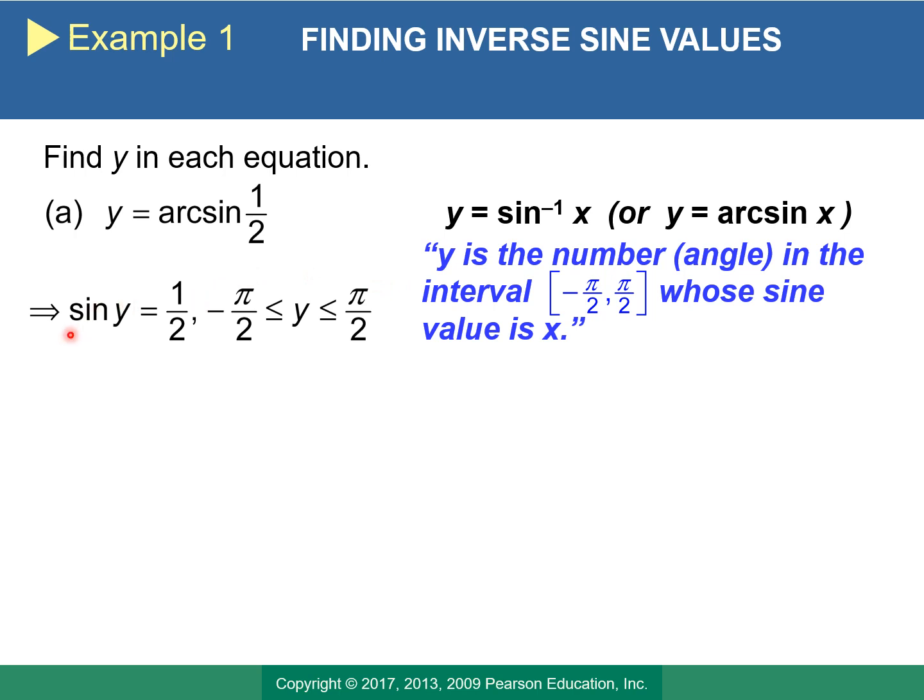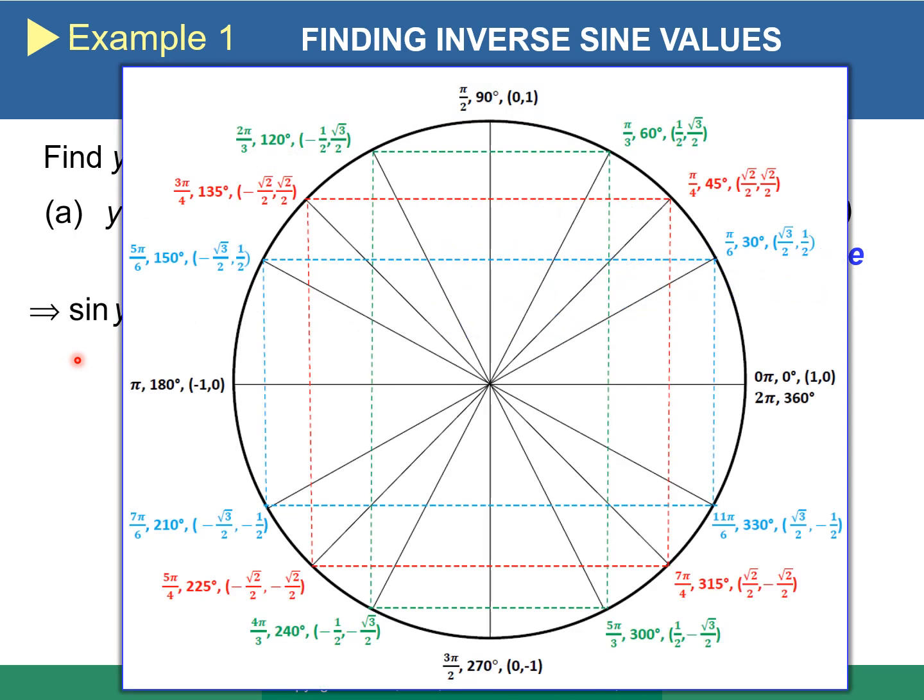So you can rewrite it. You can say, well, sine of this angle y equals 1/2. And then this is the domain, our restricted domain, which is our range at this point. So you want to think about your unit circle to figure this out. What angle do I have to put here for my output to be 1/2? Okay, so let's take a look at our unit circle.